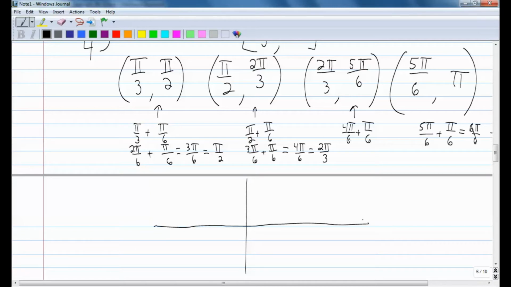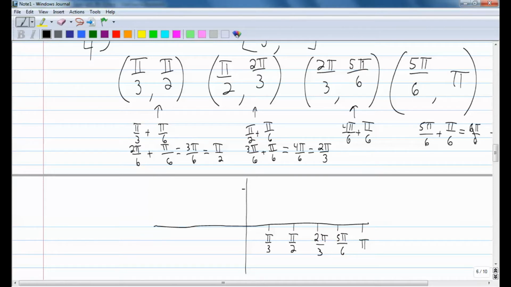Alright, all of my significant points are positive. These are all values on the x-axis. So I'm going to start out by labeling some points here on the right side of the origin. The first one is pi over 3. Next is pi over 2. Then 2 pi over 3, 5 pi over 6, and lastly, pi.